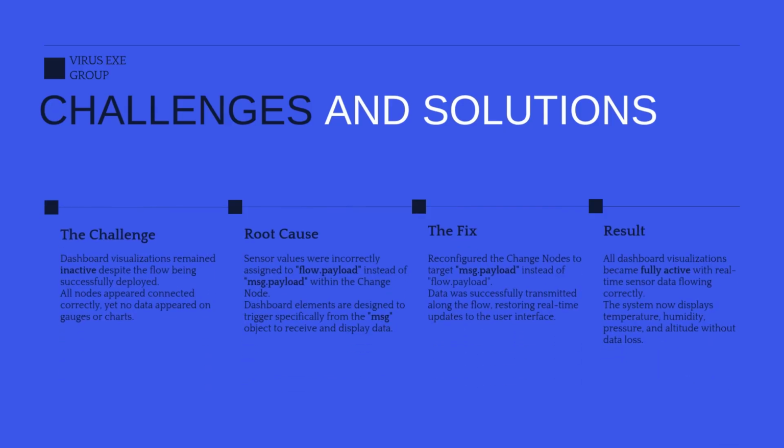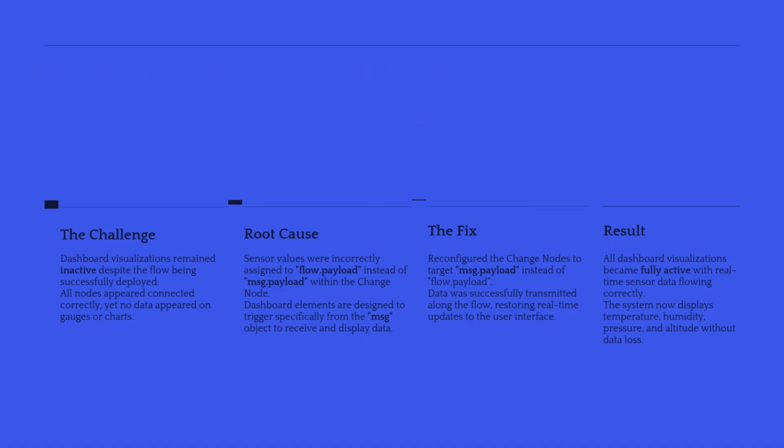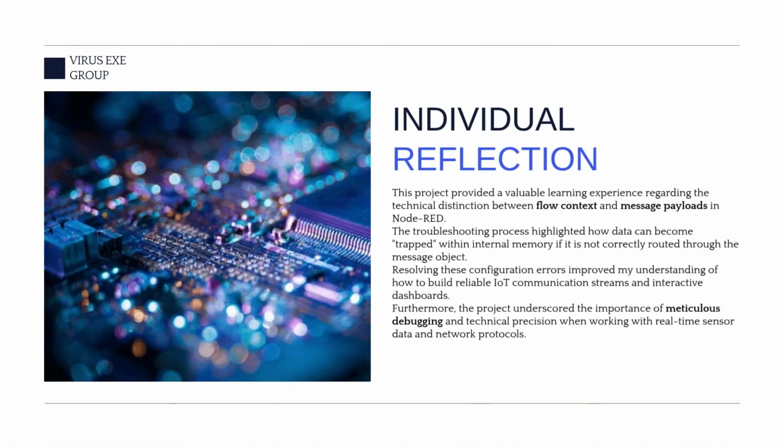During the testing phase, a significant challenge arose where the dashboard visualizations remained inactive despite the flow being deployed. Upon investigation, it was discovered that the sensor values were incorrectly assigned to flow.payload instead of msg.payload within the change node. This was a critical error because Node Red dashboard elements are designed to trigger specifically from the message object to receive and display data. By reconfiguring the nodes to target message payload, this project provided a valuable learning experience regarding the technical distinction between flow context and message payloads in Node Red.